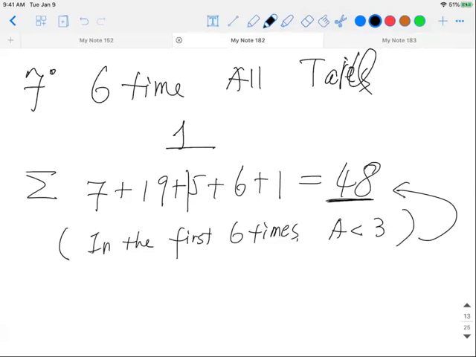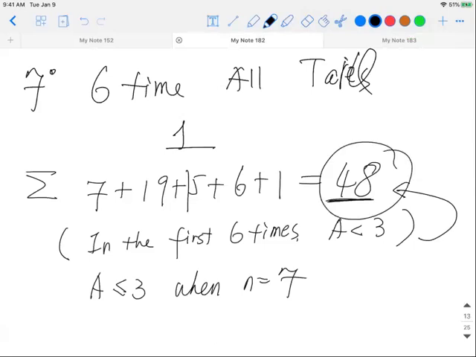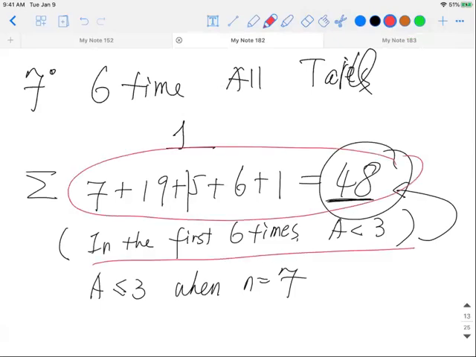They stop from here. They think, okay, because this scenario is exactly identical to A is less than or equal to 3 when N is equal to 7, they say, okay, use this 48 plus the first scenario, we're good. A lot of students made a mistake from here because this is only all the way to N equals 6 and A is lesser than 3.